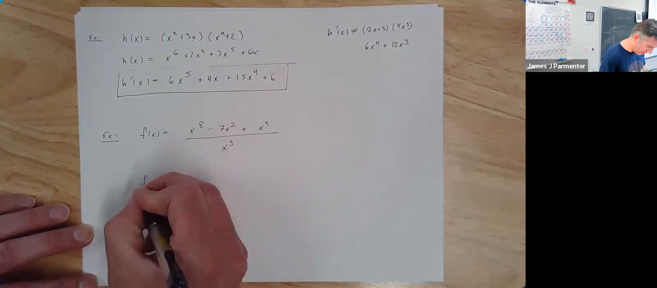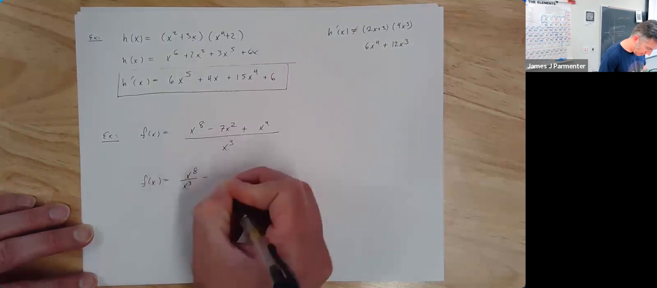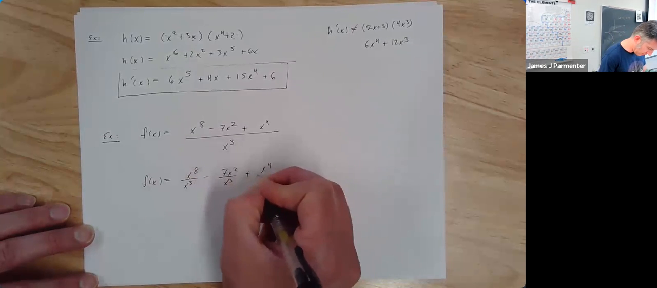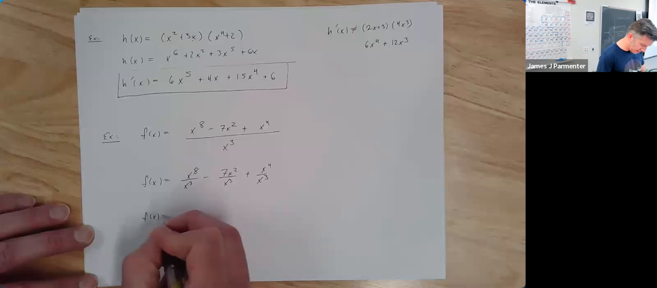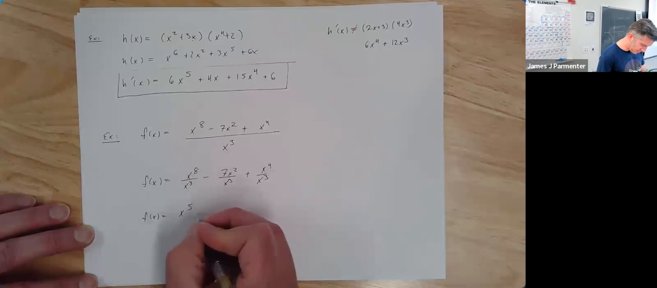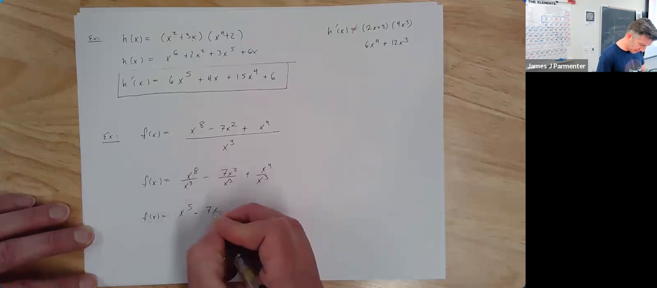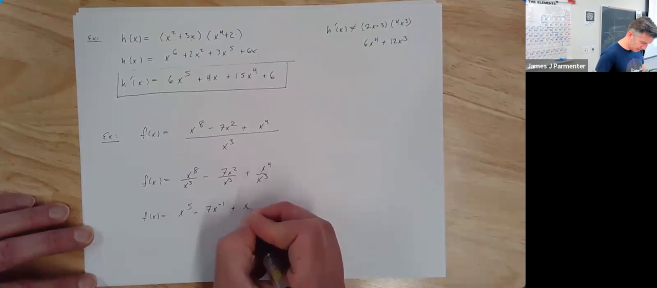I should definitely rewrite this as x to the 8th divided by x to the 3rd minus 7x squared divided by x to the 3rd plus x to the 4th divided by x to the 3rd. And then simplify each of those and rewrite it again as x to the 5th minus 7. Instead of 7 over x, I'm going to write 7 times x to the negative first, plus x to the fourth over x cubed is just x.